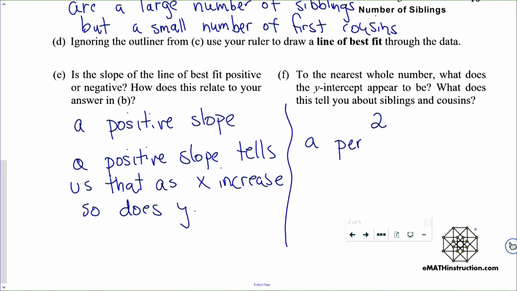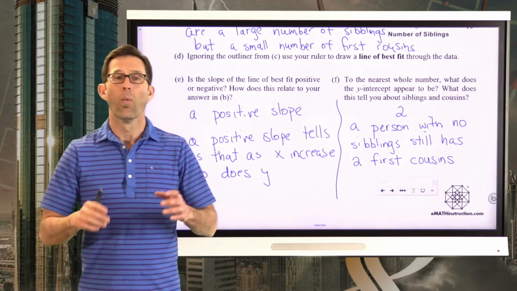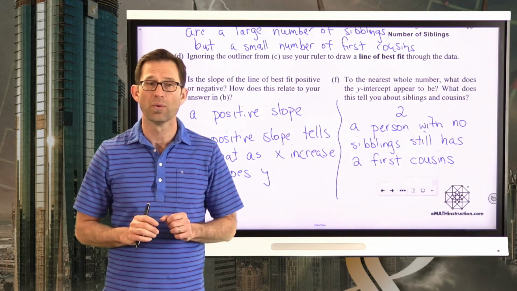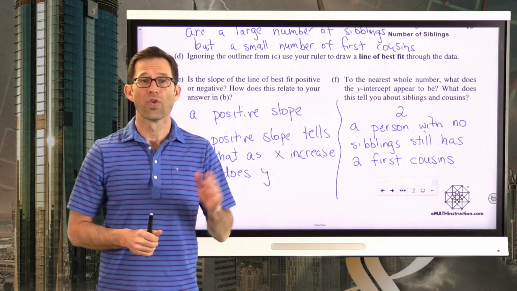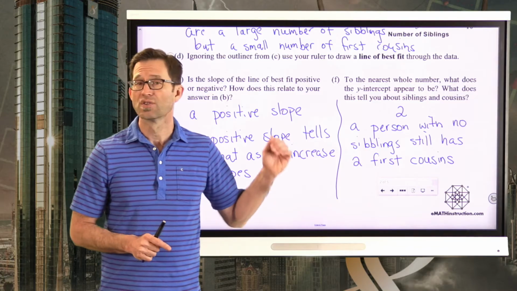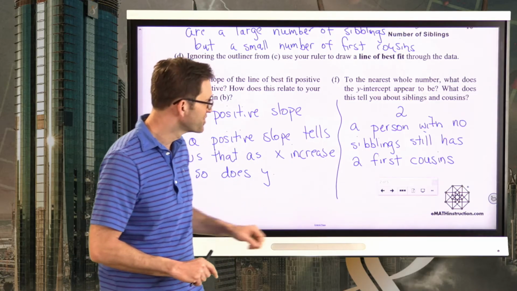A person with no siblings still has 2 first cousins, right? The y-intercept always tells us what the y value is when the x value is 0. In this particular problem, the x value is the number of siblings the person has, the y value is the number of first cousins they have, so a person with no siblings still has 2 first cousins. All right, let's keep going.